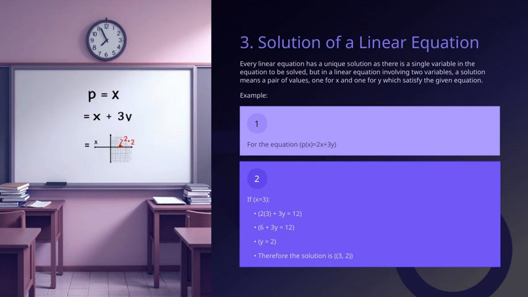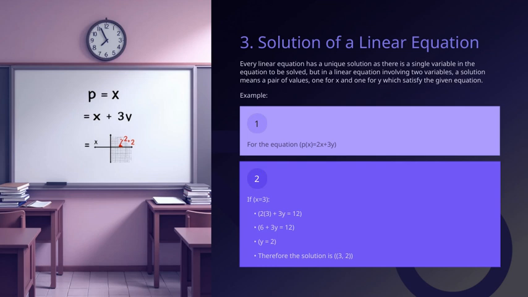Every linear equation has a unique solution, and that's because there is only one variable to solve for. However, when we have a linear equation involving two variables like x and y, the notion of a solution changes a bit. In this case, a solution isn't just a single number, it's a pair of values, one for x and one for y, that satisfy the equation simultaneously. Let's look at an example to make this clearer.